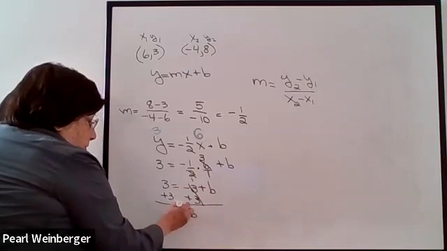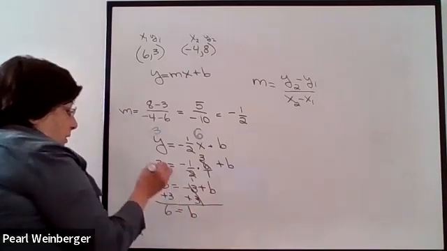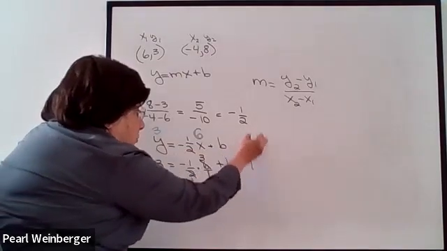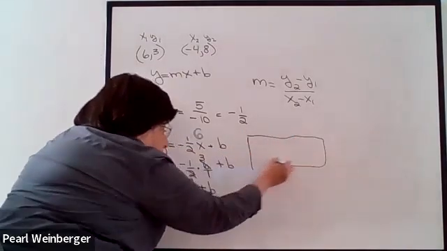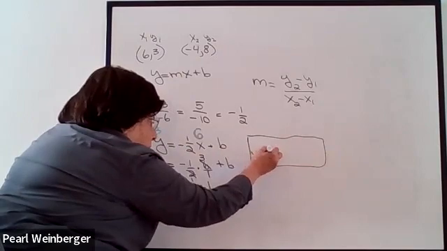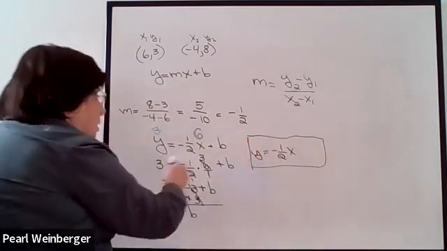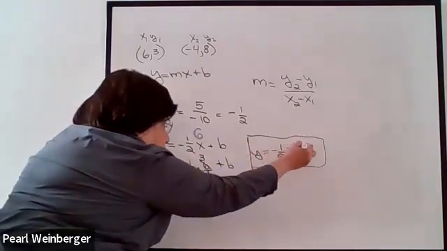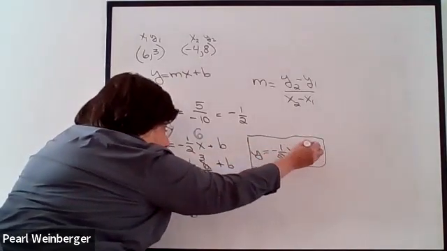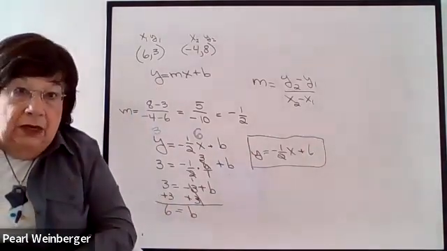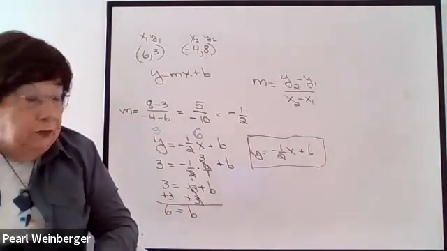And that gives me the b equals 6. So my equation comes out to be y equals -1/2 x, that's my slope, plus 6, which is my b. And we have written the equation of the line, and I have a lot of good information about the line.